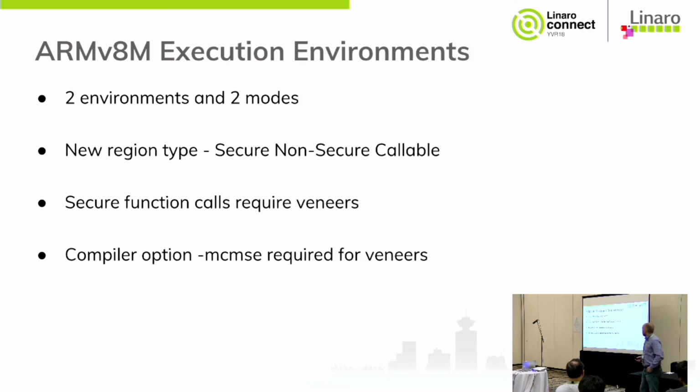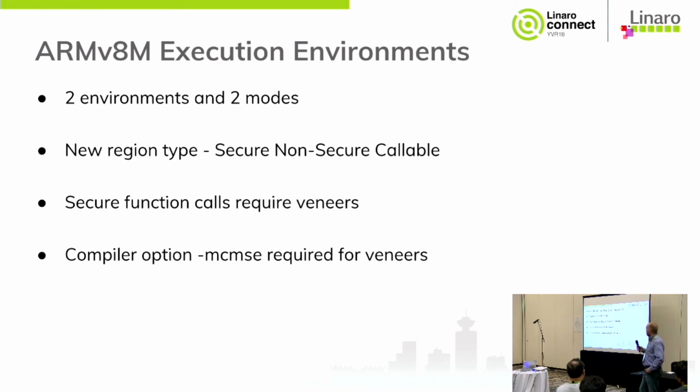As I alluded to earlier, the Arm V8M is a little bit different. Instead of having just privileged and unprivileged, you also have secure and non-secure. There's also a new region type, so when you build this, you need to use one of the newer compilers, which I believe is the 2017 Q4 or 2018 Q1 compiler. It's new enough to have the security extensions.